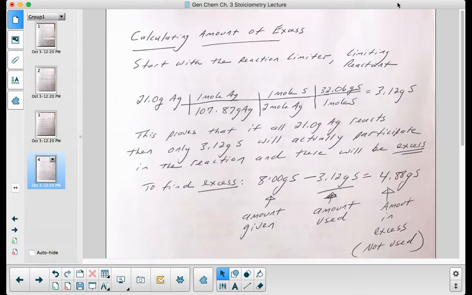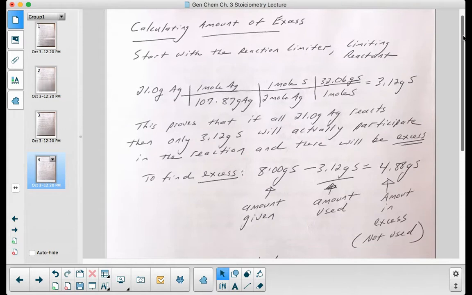Okay, here's the last segment for stoichiometry. This is going to take us through how to calculate the amount of excess when you have a limiting reactant. Because if one is limiting, the other reactant is considered the excess reactant.